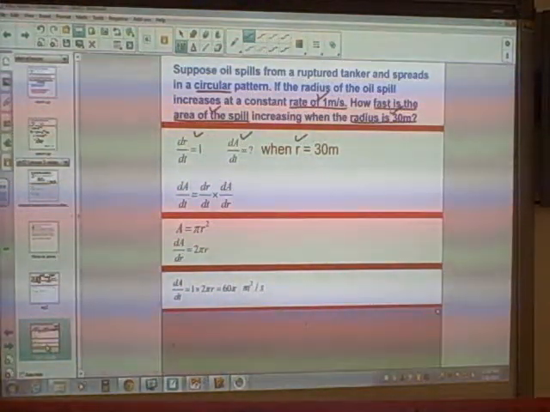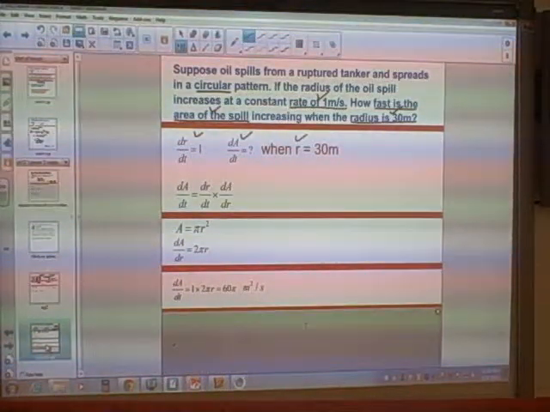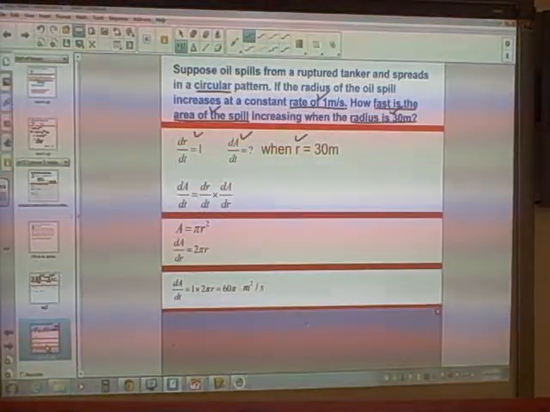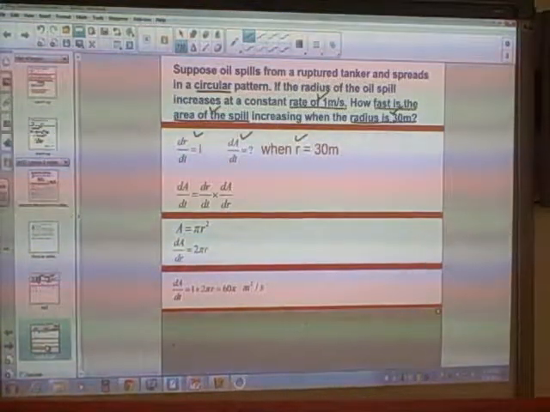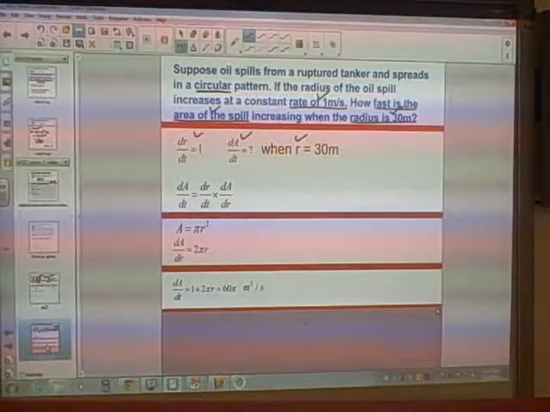So you've got to do a little bit of work with these questions. Try and find out the key things that are being talked about here. Write down the key formulas out. Find out what your related rate is, and then substitute in to find your answer.